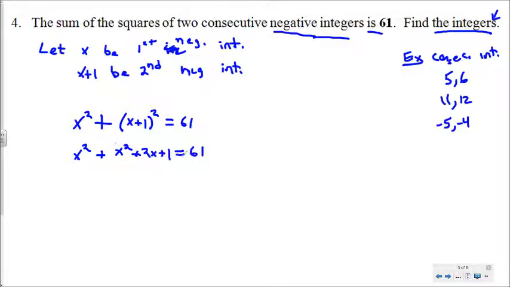Then I'm going to combine like terms and bring my 61 over. So the x squared plus x squared would be 2x squared plus 2x, and when I subtract 61 from both sides, I'll end up with minus 60 equals 0. Now it's in standard form. Now I'm going to write a tip that can be helpful to you. So here's a tip.